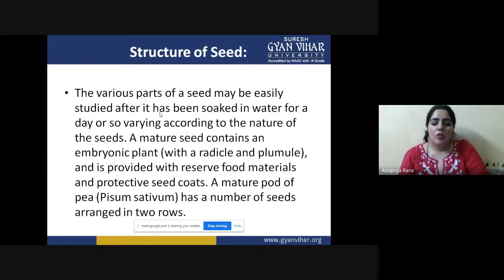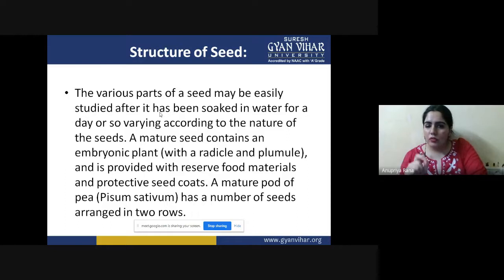Now this was all about the important features of the seed. Now the second thing we have to see is the structure of the seed, how the seed looks. The various parts of the seed may be easily studied after it has been soaked in water for a day or two, according to the nature of the seed.